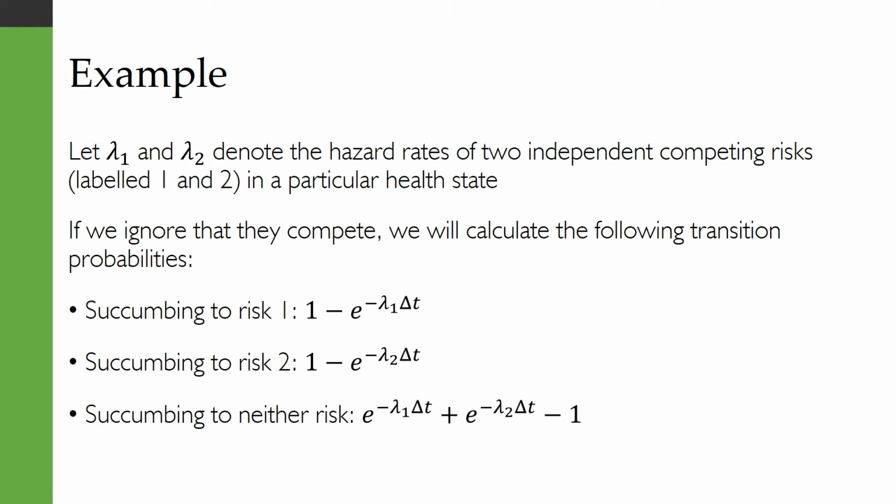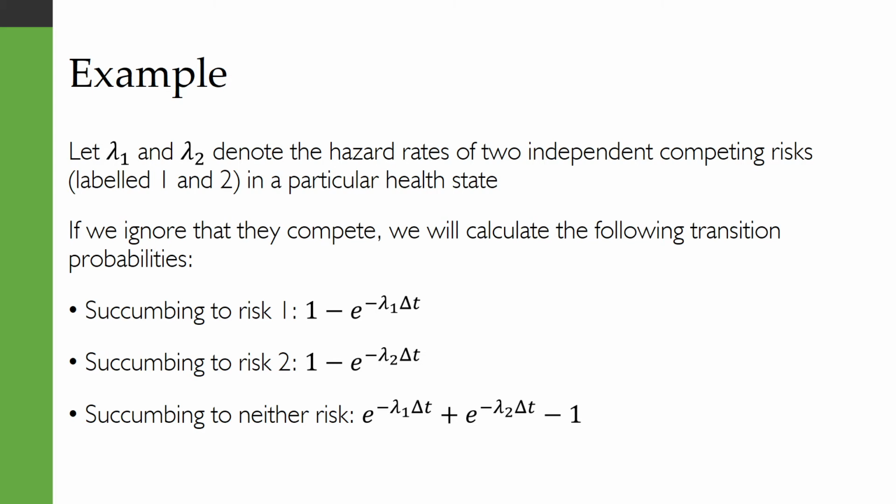When we calculate our probabilities from those hazard rates, we have the option to account for the competing risks or ignore them. So if we ignore that these competing risks exist, we would calculate the following probabilities. The probability of succumbing to the first risk with lambda 1 would be 1 minus e to the power of negative lambda 1 times delta t, where delta t is the cycle length.